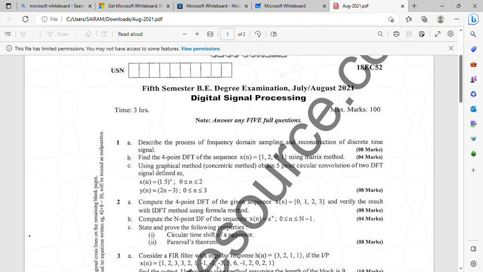And now let us come to this particular problem. This is x of n equal to 0, 1, 2, 3, and verify the results with the IDFT method using the formula method. Here we are trying to solve it using the formula method, and before that I need to showcase one thing, the calculator.